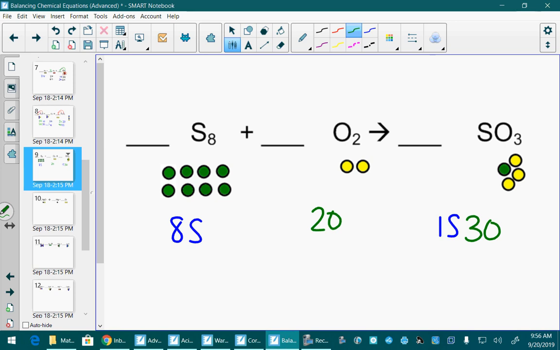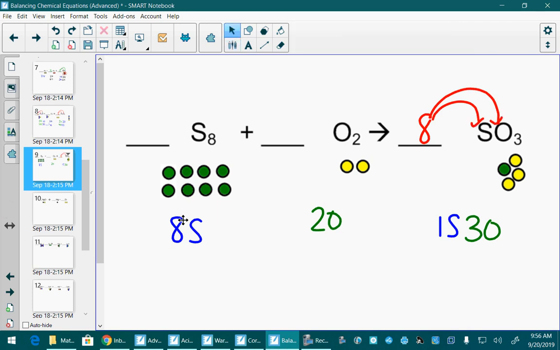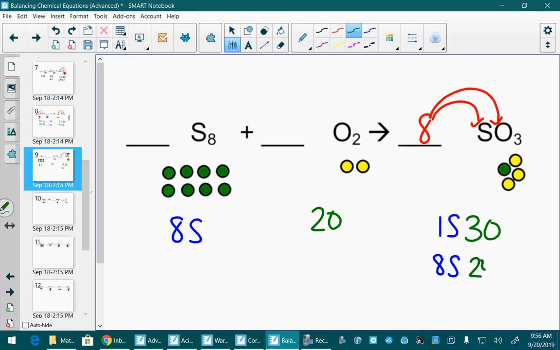I need to increase the number of sulfur on the right side of this. So what I'm going to do is put an 8 out front here, because there's 8 sulfurs on the left. And when I do that, I have to remember that this applies to both parts here. So when I update the numbers, I now have 8 sulfurs, and I have 3 times 8, which is 24 oxygens. So my sulfurs are now balanced, but my oxygens are not. I have 2 on one side and 24 on the other.